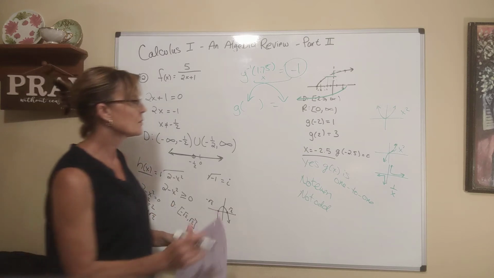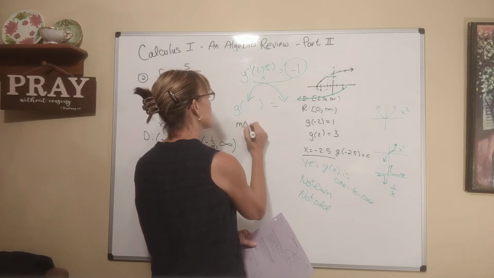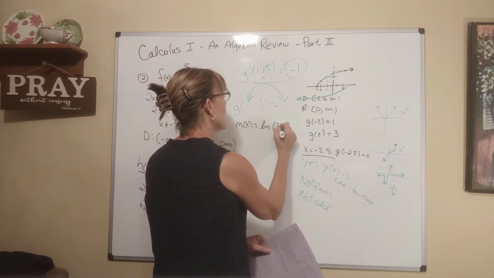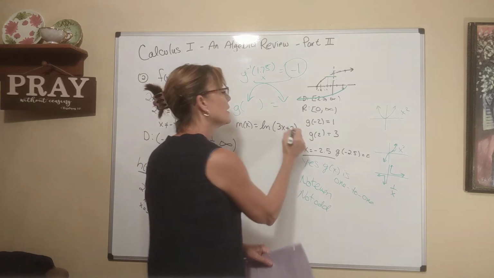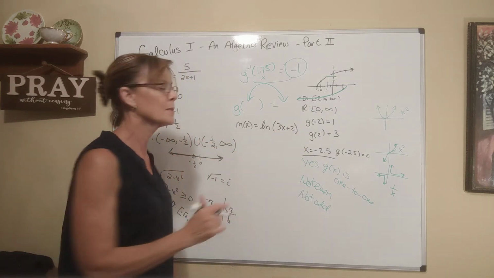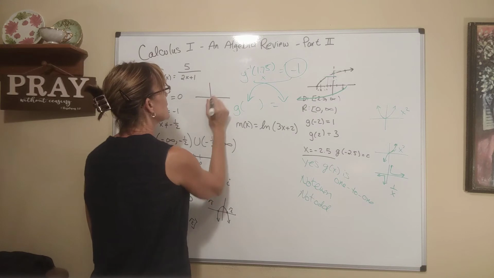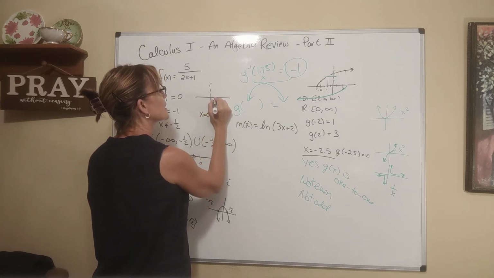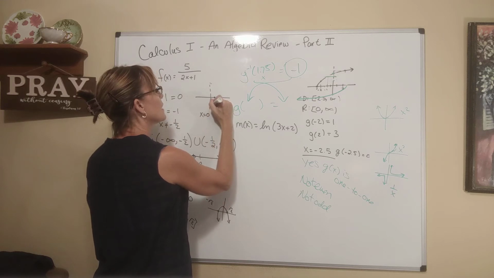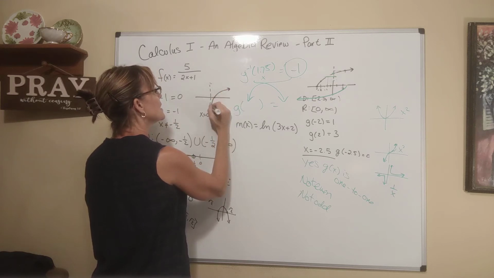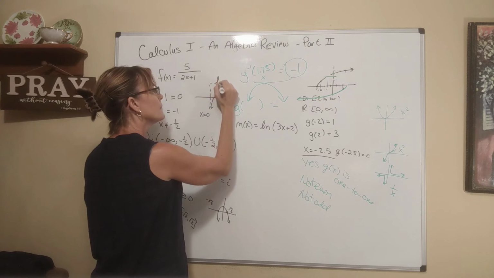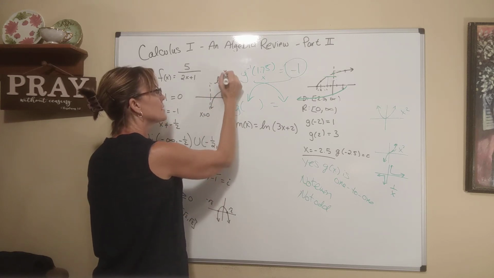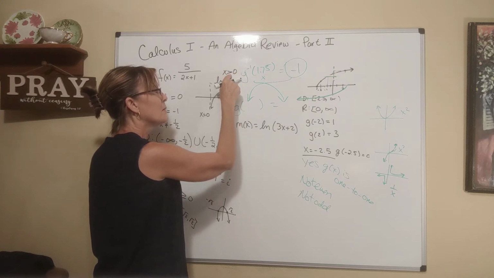All right, let's look at the domain of m of x. It is the natural log of 3x plus 2. So if you remember logarithmic graphs, this is a basic logarithmic graph where x is 0. It's got this little x-intercept at 1. It hugs the y-axis and then begins to increase. The domain of a log graph is for x greater than 0. It has to be positive.